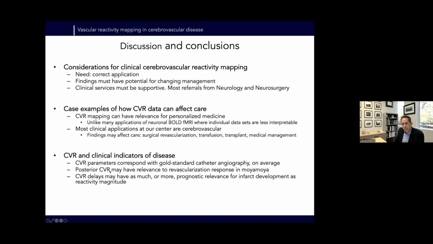Also that the reactivity of the posterior circulation, at least in patients with non-atherosclerotic intracranial stenosis, might have relevance to predicting or identifying which patients have the best revascularization responses. And then finally, I showed some evidence that cerebrovascular reactivity delays could be really important for predicting infarct development in some of these patients, maybe just as much or even more than the blood flow or the reactivity itself. And that should be considered in some of the protocols as well, I think.